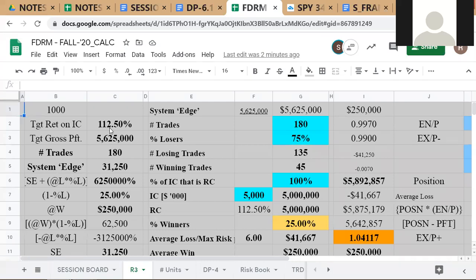Most people would die for this kind of return. Okay, so if a fund makes like 30% return, it's considered a major achievement. So this is like a blockbuster return.